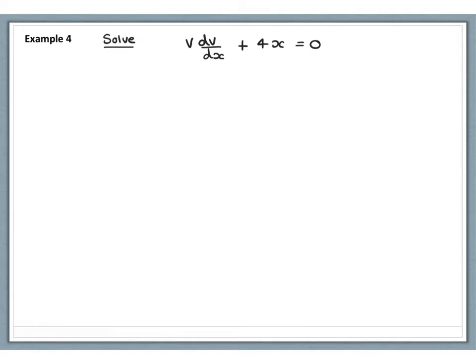Example 4, we're going to solve the differential equation v dv by dx plus 4x equals 0. So differential equations don't just have to be in terms of y and x, other variables are available as well.